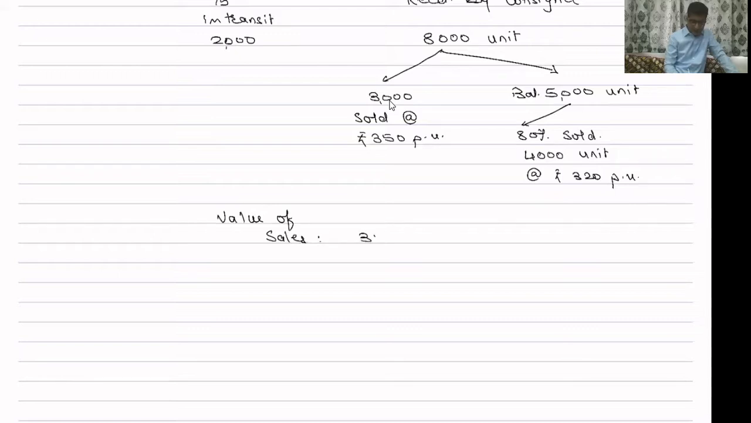Is 3,000 into 350 plus 4,000 into 320. That is equal to 3,000 into 350 and 4,000 into 320. That is 23,30,000 is the value of sales. बराबर है?